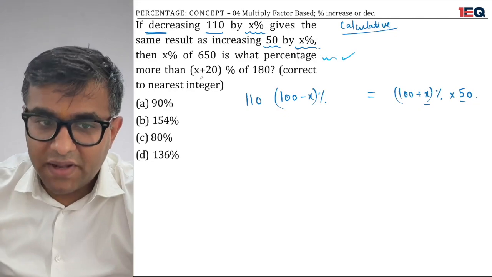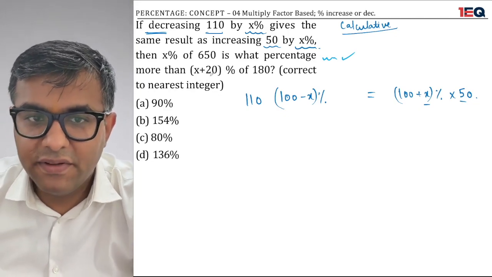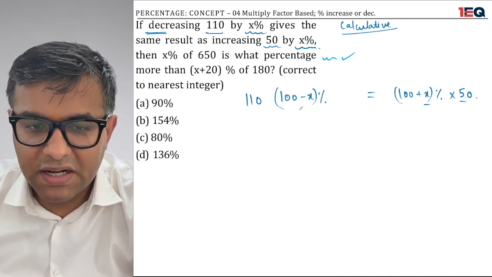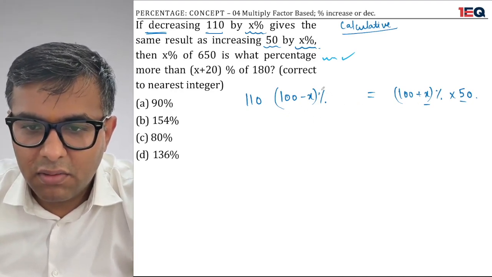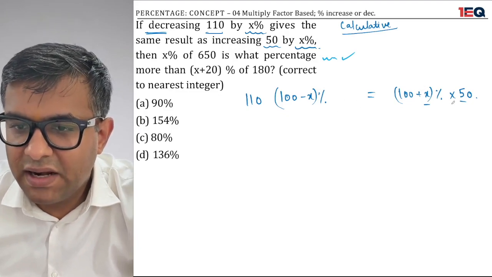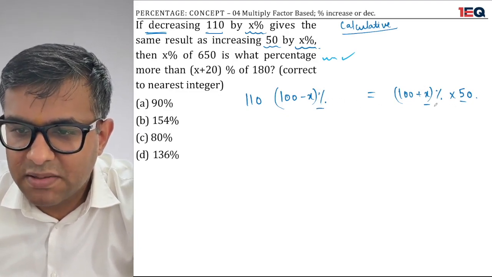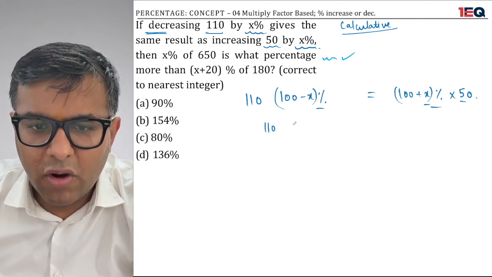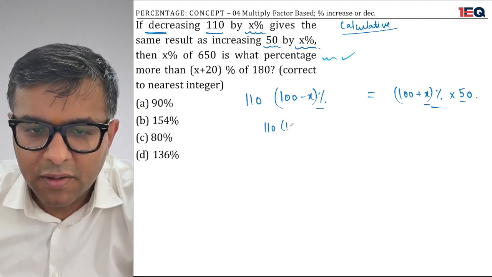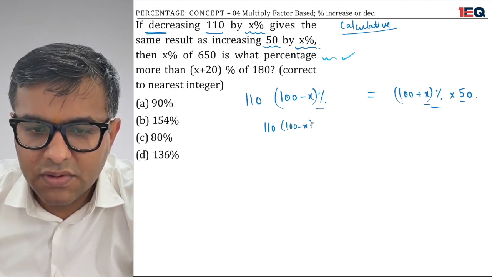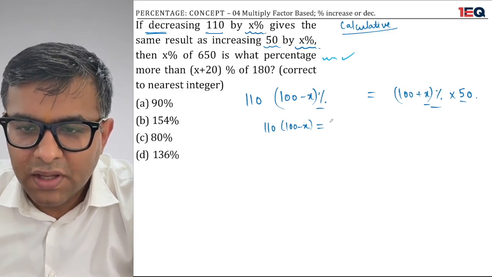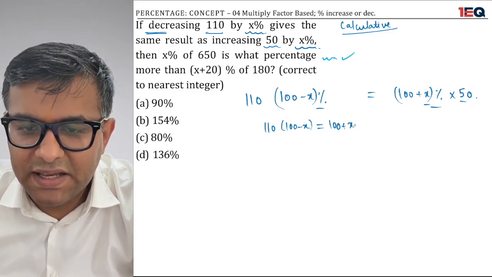The complexity which is involved there is regarding x as well as x plus 20%. So it's very important that we should play very smartly with x. So let me first find out the value of x and then we'll play pretty smartly with x. Here on the left hand side and the right hand side, there's a percentage sign, I'm going to cancel that out. I will have 100 in the denominator, and the 100 would get cancelled out. So it is directly 110 multiplied by 100 minus x, then 100 plus x multiplied by 50.